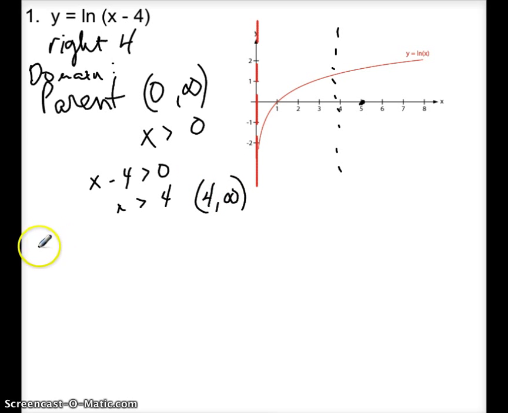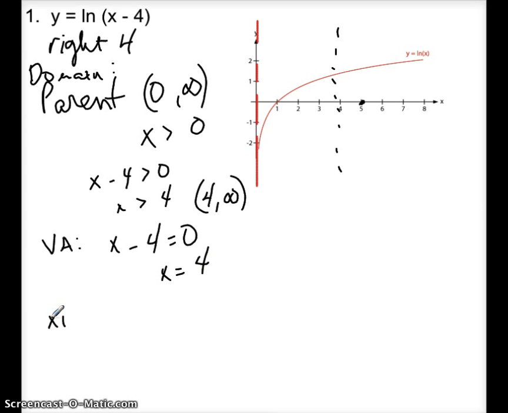To find the vertical asymptote, well, because the domain of the parent function is greater than 0, and 0 has the parentheses, we know that the vertical asymptote of our parent function is x equals 0. So we can take x minus 4 and set that equal to 0, and we know that the equation for our vertical asymptote in this case is x equals 4.